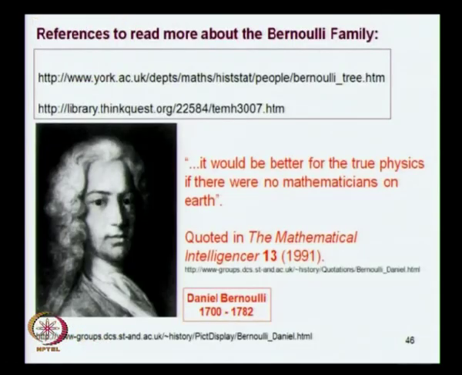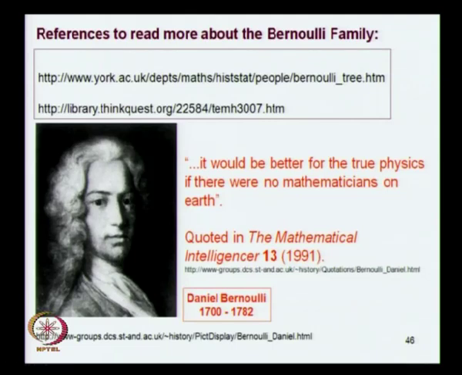So, the Bernoulli we are talking about is Daniel Bernoulli, who is known to have stated that it would be better for true physics if there were no mathematicians on earth. So, I quote this with due apologies to mathematicians amongst you. I have nothing against mathematics, I love mathematics and I think it is an integral part. I do not like to distinguish it from physics. Galileo told us that it is the language of physics and you would not really separate one from the other, but Daniel Bernoulli had his own ideas about mathematicians and he did not want them for true physics.